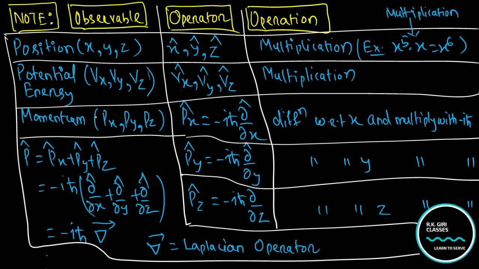Coming to the next slide. These are observables like position x, y, z, with operators x cap, y cap, z cap. What is the operation? The operation is simply multiplication.